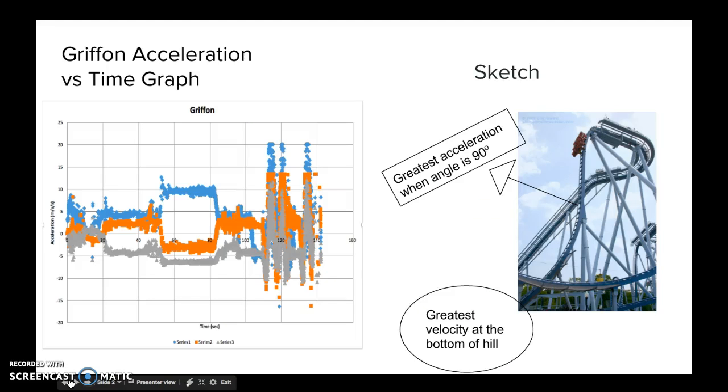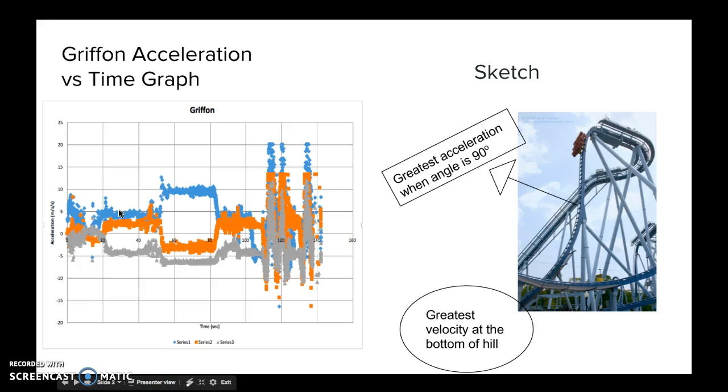And so on the left here we have our acceleration versus time graph for the Griffin. The blue series would be the x acceleration, the orange would be the y acceleration, and the gray would be the z acceleration. And so I just want to point out a couple of features on the graph.